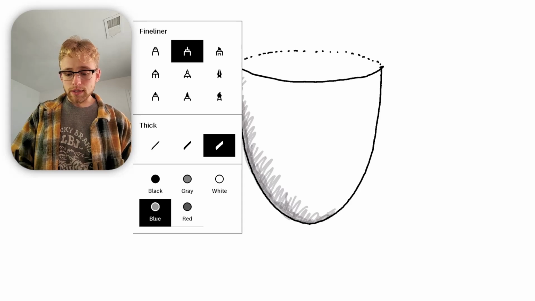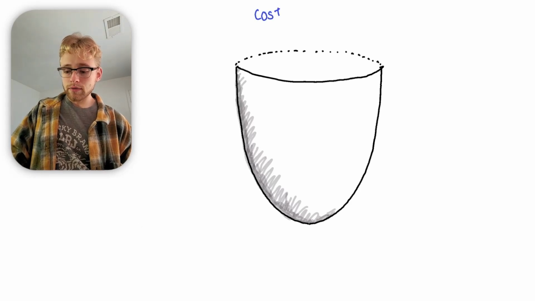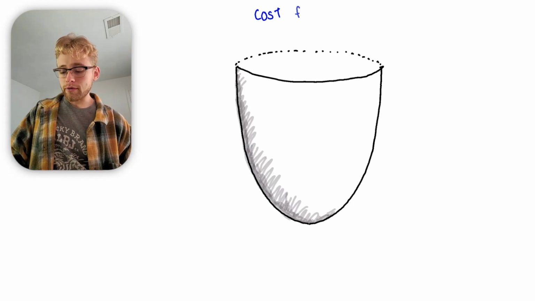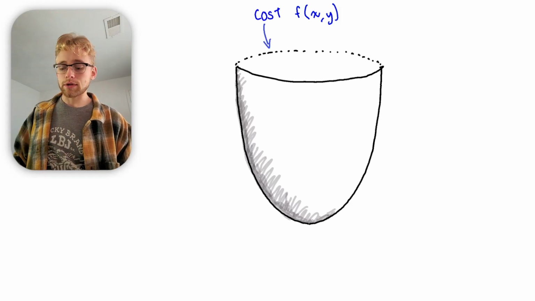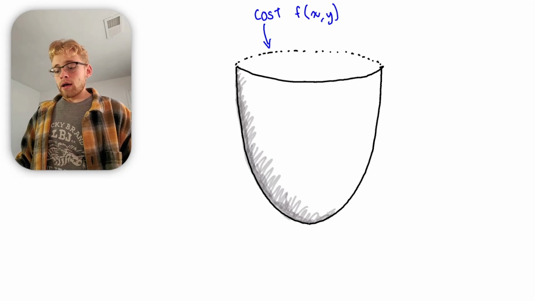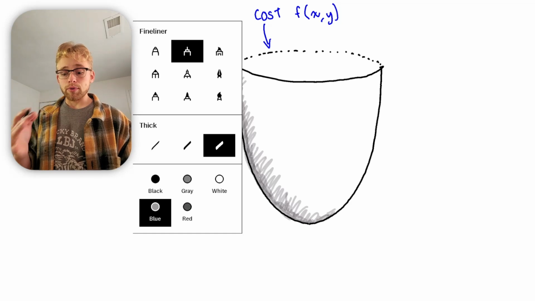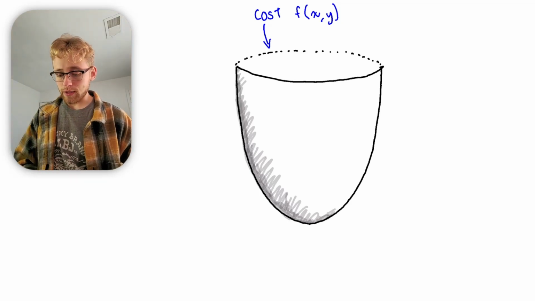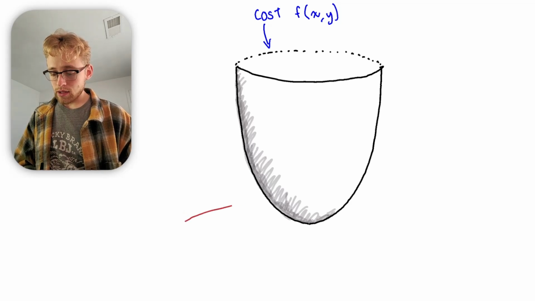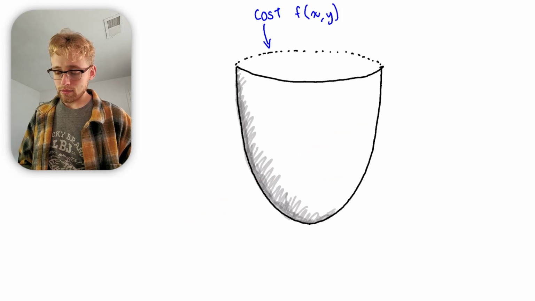So we're going to call this function, our blue function, our cost function. We're going to call it f of x, y. All right, that's this function right here. And then we're going to impose on that cost function a constraint function, right? We're going to draw this in red. And let's just say that it looks like a plane.